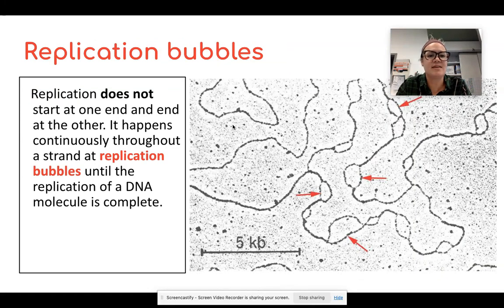All right. You can see that, like I said, replication doesn't just start on one end. It kind of starts in the middle of things. And it happens in a bunch of different places because DNA is extremely long. And once these enzymes are introduced into the nucleus and replication begins, they are little workers. These reactions are going to happen when that protein is present. And so it happens continuously throughout the strand at replication bubbles. You can see that this is actually a picture of DNA being replicated. And this happens until all the DNA in the molecule has been replicated.